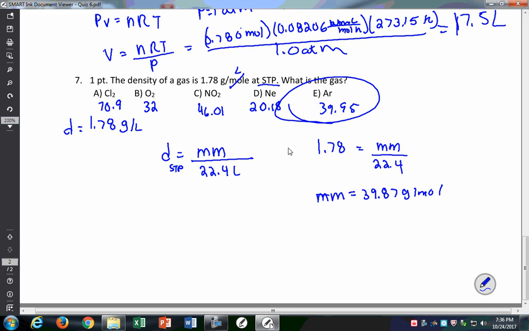Now remember, if you're not using standard temperature pressure, then your density is equal to P times molar mass over RT. So again, you know pressure is 1 atm, you know temperature is 273.15. At standard temperature pressure, you will still get your molar mass to be the same thing. So you can use either of these because you do know what those are.